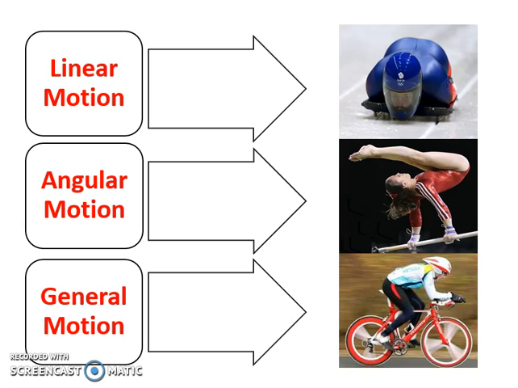The last motion is general motion. This is a combination of both linear and angular motion. An example of this would be cycling.